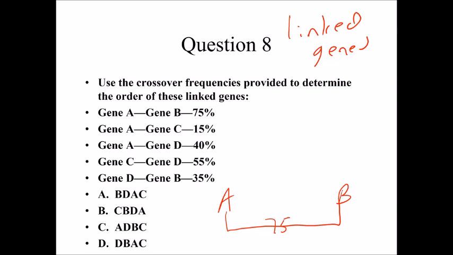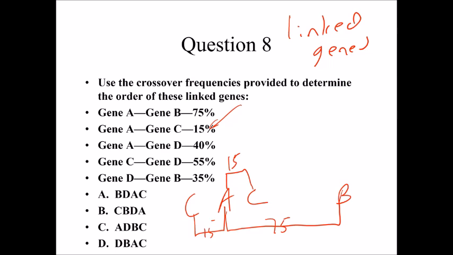So now you want to find one of these genes that's close to either gene A or gene B. And you know it's close because it doesn't cross over with it very much. That would be gene C. Gene C could be located here, but it just as easily could be located here. This is a crossover 15%. So it would be nice if we had a comparison between C and B. But notice they didn't give that to us because it would make it too easy.